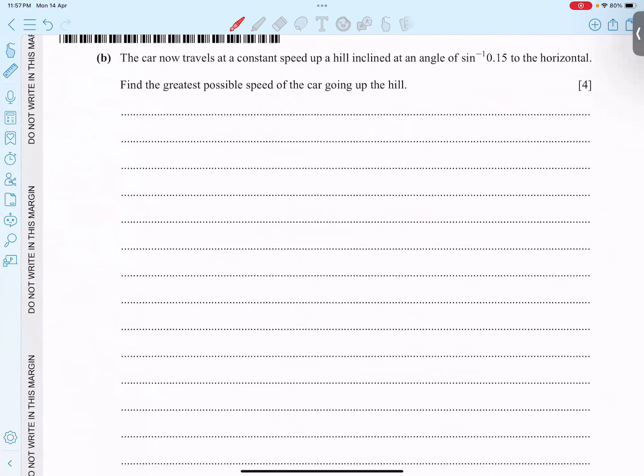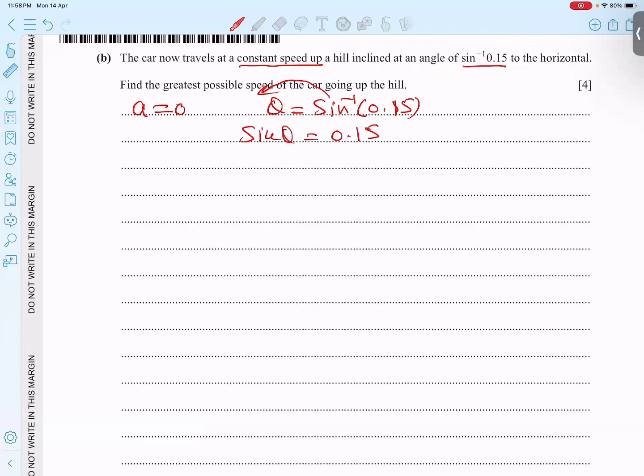The car is now traveling at a constant speed. Again, he says constant speed. So constant speed means acceleration 0. And an angle is given, sine inverse of 0.15. If I bring sine inverse to this end, sine theta is equal to 0.15. Okay, find the greatest possible speed of the car up the hill. Okay, so how to find it?